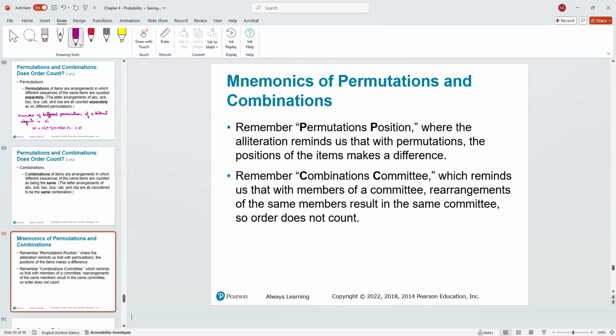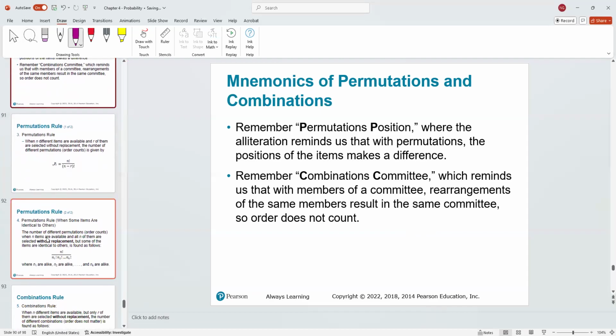So at this one, you only have this particular choice. So remember, combination committee, which reminds us that with members of a committee, rearrangement of the same members results in the same committee, so order doesn't matter. So we only said in that committee we have only three members. So we're gonna consider it this way.